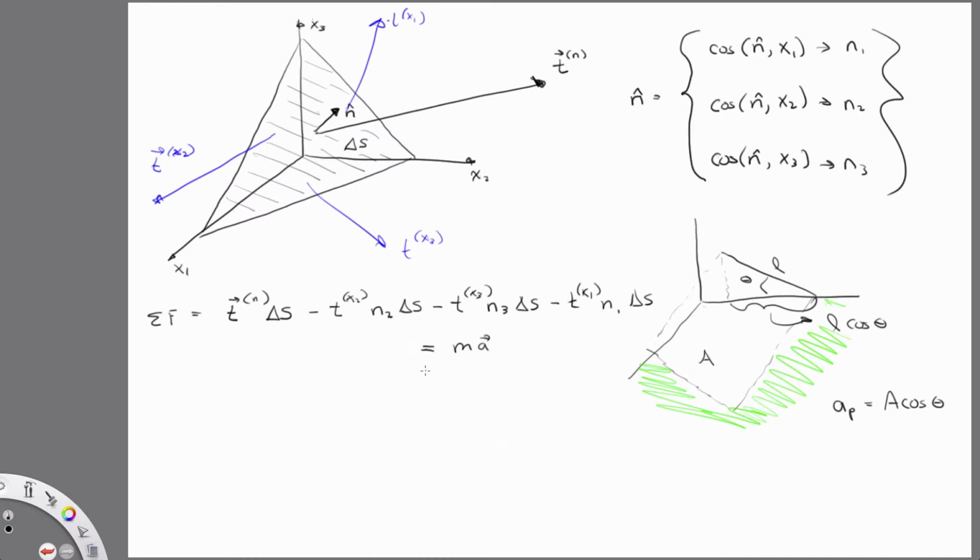Well, I guess I didn't say this, but let's assume this tetrahedron, it's like an upside down pyramid, right? So from this face to the origin is a distance h. If we do that, then we can write the mass. The total mass is the density times the volume. The volume of a pyramid is 1/3 the height h times the area of the base, and the area of the base is delta S, right?